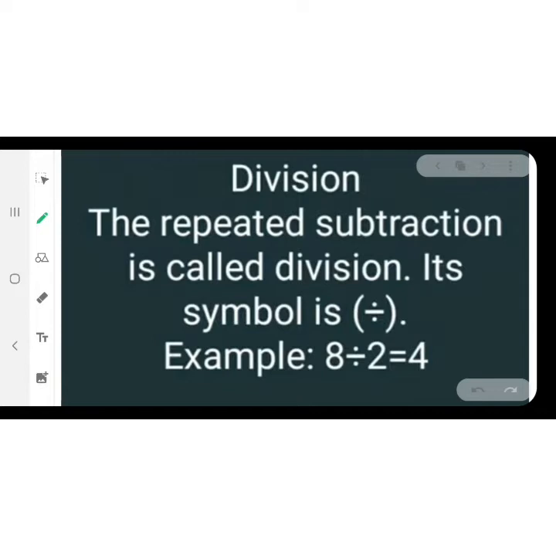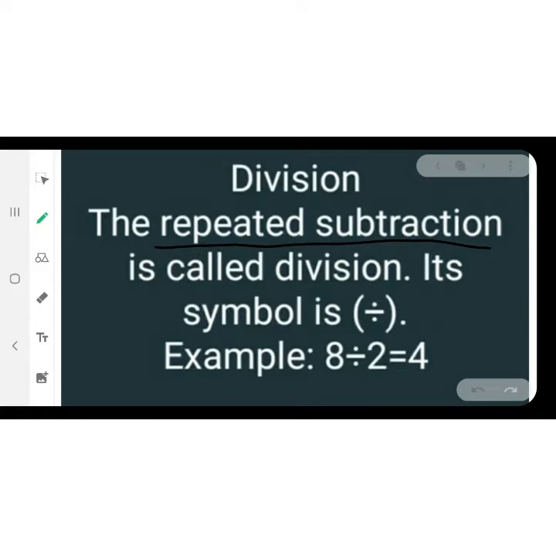Now moving on to the next topic of this chapter, that is division. Division is also known as repeated subtraction. As you can notice over here, multiplication and division are the opposite poles. Multiplication was repeated addition and division is repeated subtraction. So they are totally opposite things.